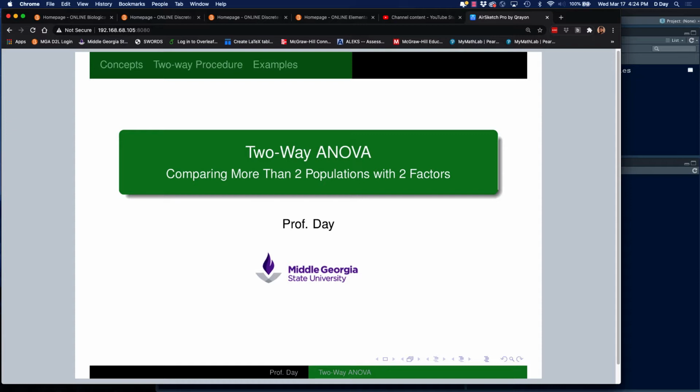Today we're going to discuss the two-way ANOVA, which is still used to compare more than two populations or groups means against one another. But now we're going to be separating these out instead of one factor like we did with the one-way ANOVA. We're going to be doing it with two. So let's get into it.